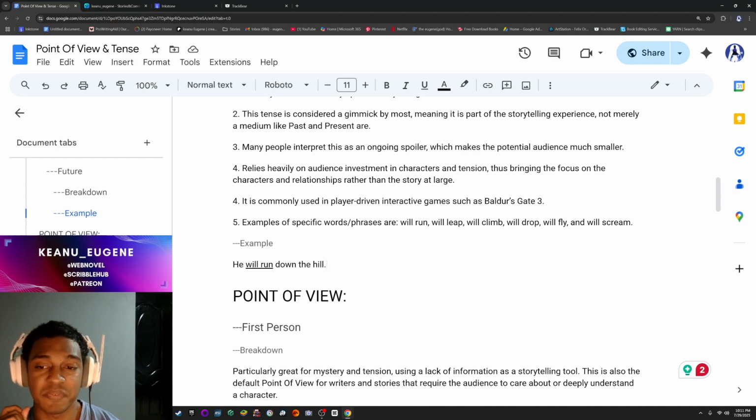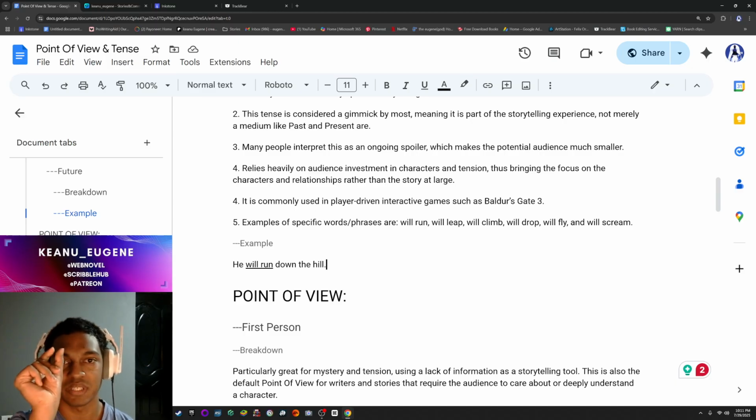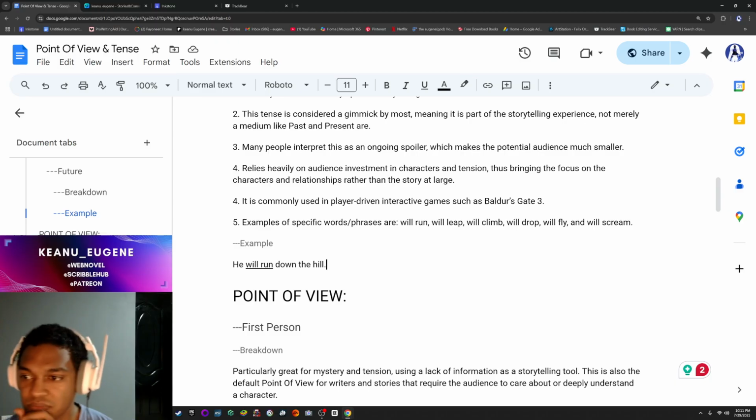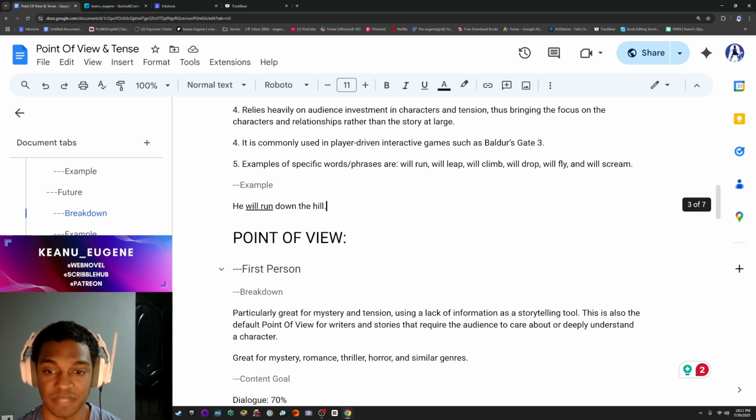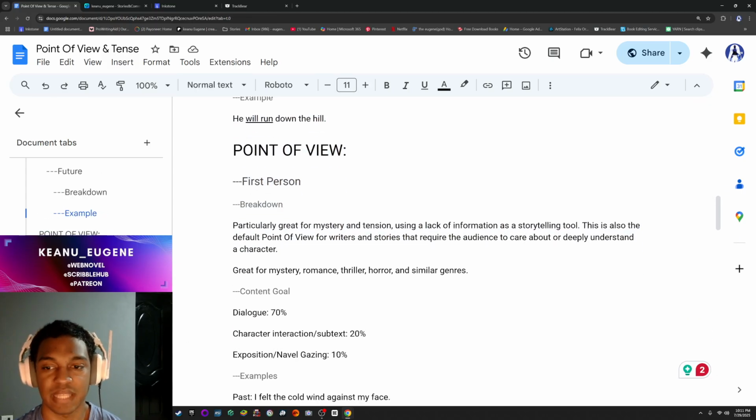Specific examples of words and phrases are, and I say phrases because part of future tense is that you have to put will in front of something, so it will happen, right? So will run, will leap, will climb, will drop, will fly, and will scream, right? It's going to happen. There is no future tense version of scream as an individual word. You have to put a word before it, like will, to make it future tense. And then the example is he will run down the hill. It's telling you what he's going to do, right? Future tense. Certain points of view pair better with certain tenses, and we'll get into that now.